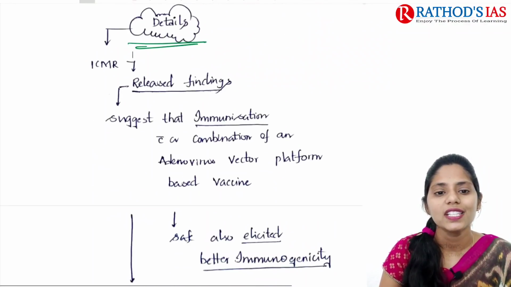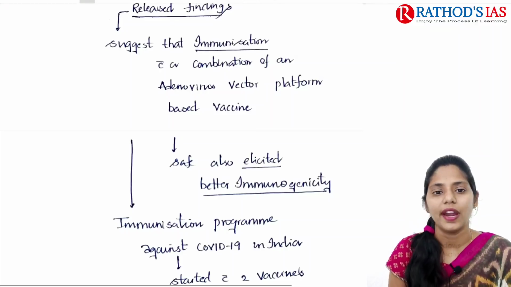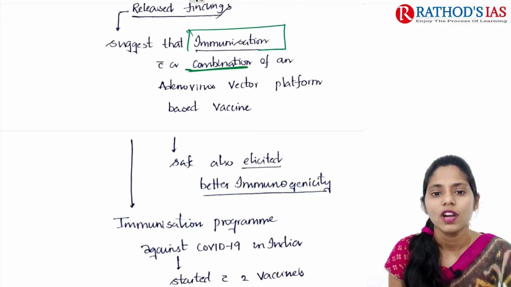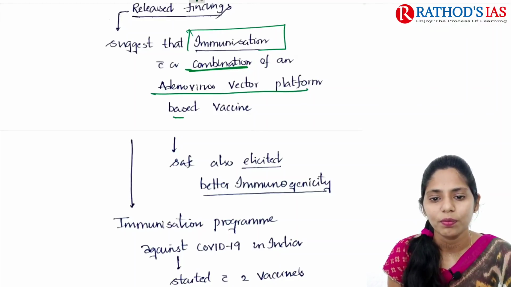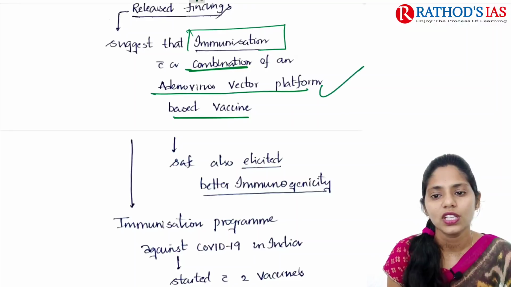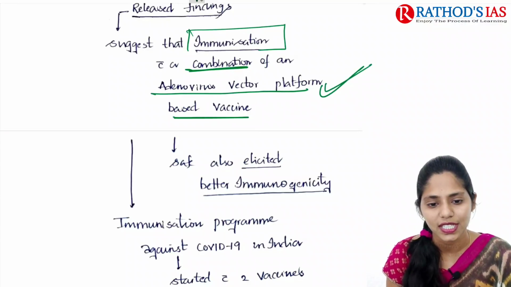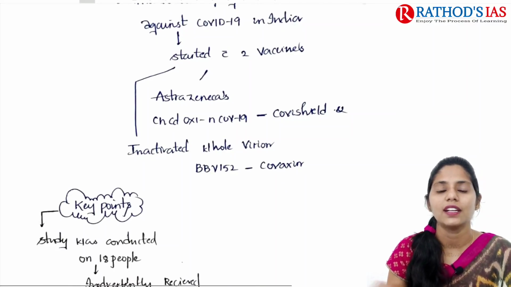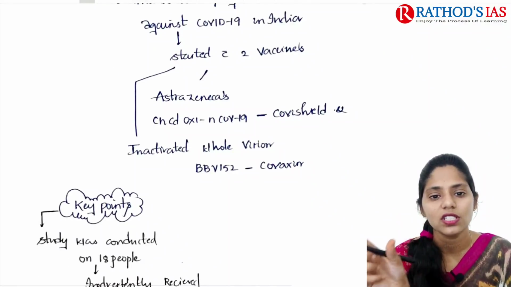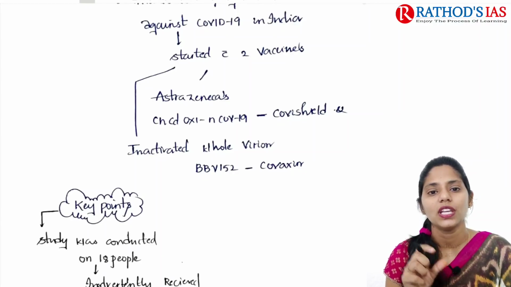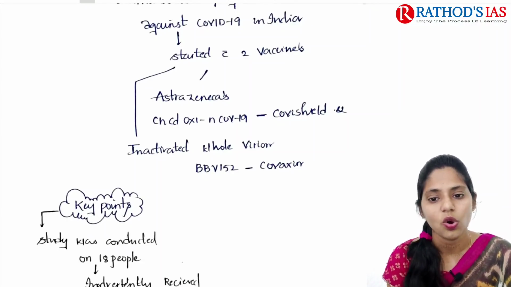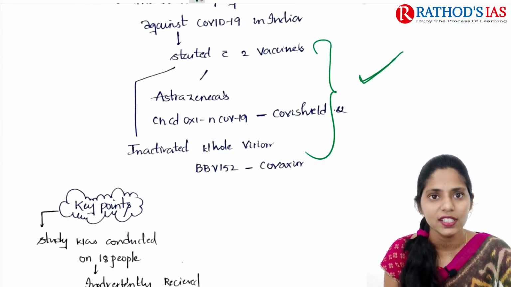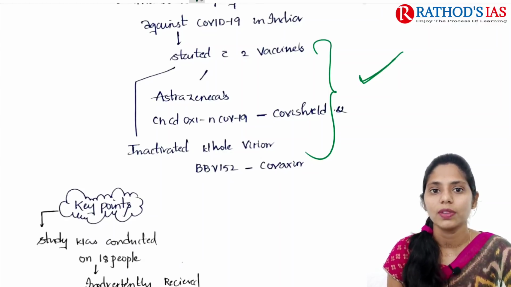ICMR has released some recent findings suggesting that immunization with a combination of adenovirus vector platform based vaccine shows better immunogenicity. The immunization programs against COVID-19 in India started with 2 vaccines: AstraZeneca's Covishield, and next one is Bharat Biotech's Covaxin. Whenever we take a combination of these 2 vaccines, the immunogenicity is very high.